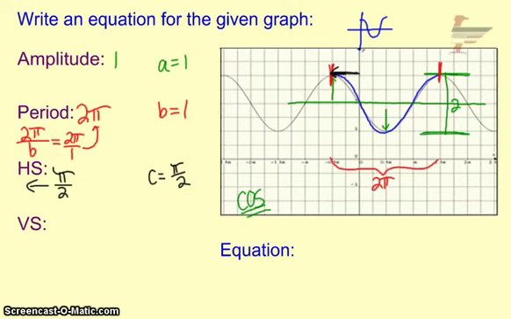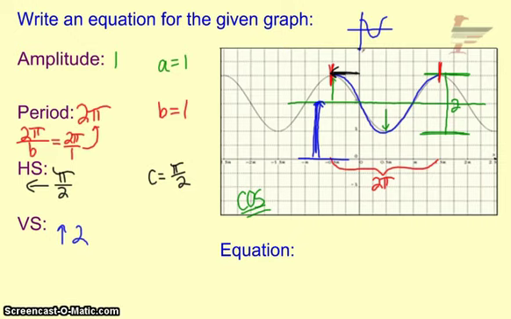Your vertical shift, we can tell what the vertical shift is by looking at where our new x-axis landed, that midline. From the original up to this new line, that is your vertical shift. So how many spaces is that? By what they're counting by, we can see it went up 2.